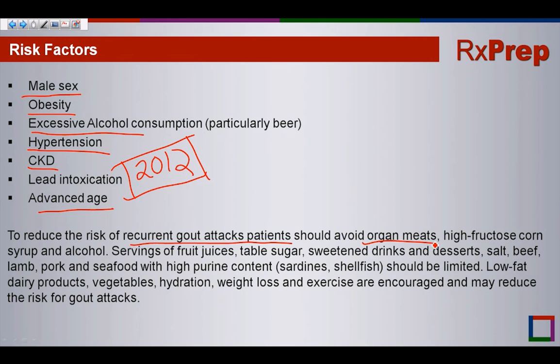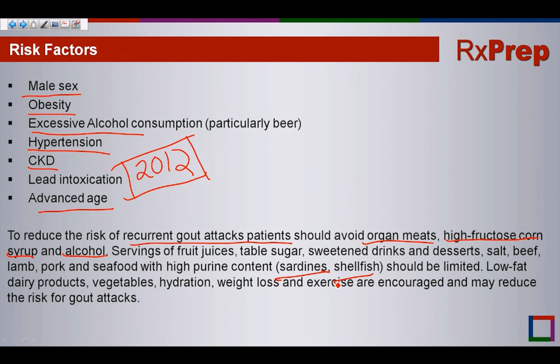Organ meats were always known to have risk. High fructose corn syrup is kind of new and is very unhealthy anyway. Alcohol we knew about, but this is new. Servings of fruit juice, table sugar, sweetened drinks, and desserts. Salt, beef, lamb, pork, and seafood with high purine content. Not all seafood is high purine content, but sardines and shellfish should be limited. They're considered to be high risk. Notice that some of this is healthy though, so it's not saying don't eat it, it's saying limit it.